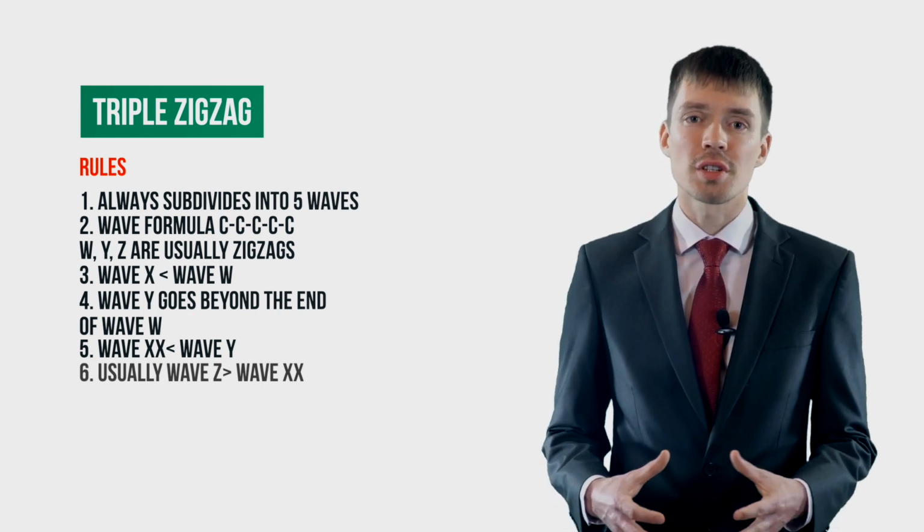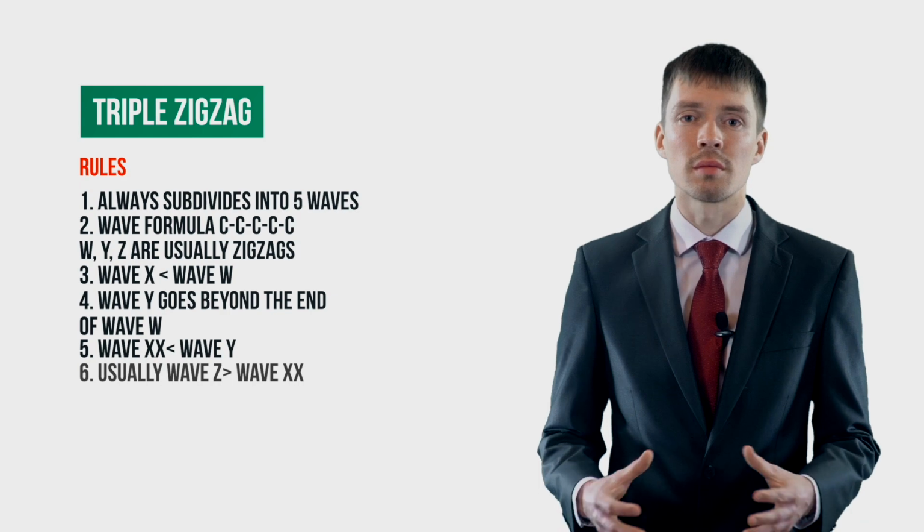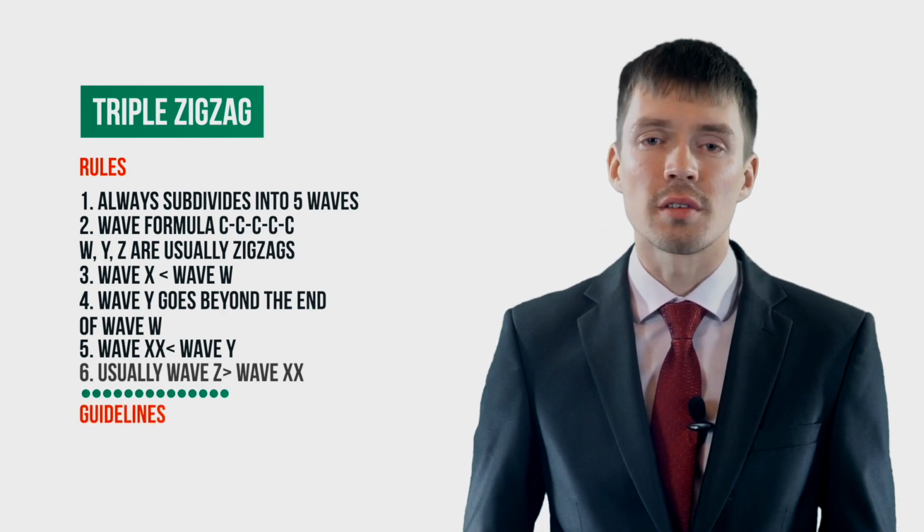We saw how all the above rules are implemented for the descending pattern. Now let's look at the guidelines for triple zigzags.